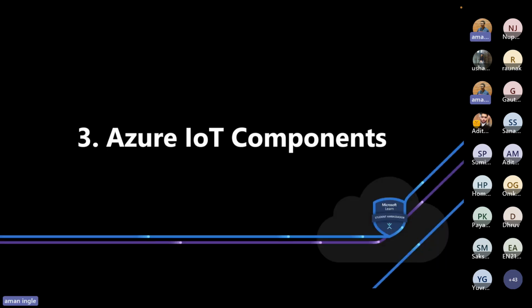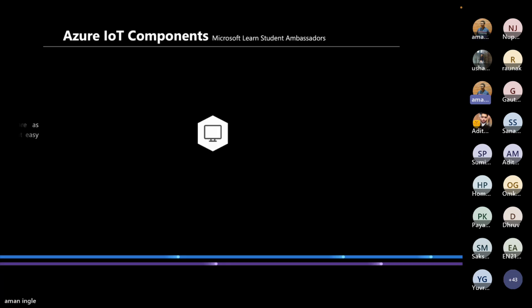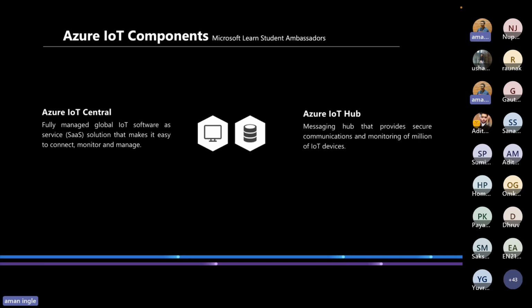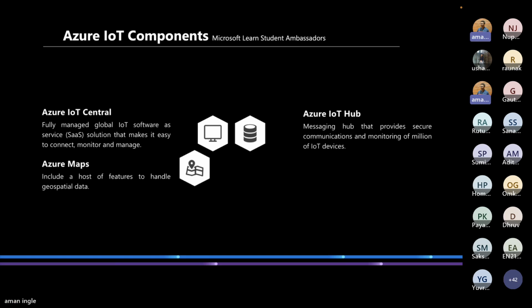सो एज्योर आईओटी कंपोनेंट्स देखते हैं क्या है। Azure IoT Central. It is a fully managed global IoT software as a service solution that makes it easy to connect, monitor, and manage the services. Then Azure IoT Hub. It is a messaging hub that provides secure communication and monitoring of millions of IoT devices. Then Azure Maps.